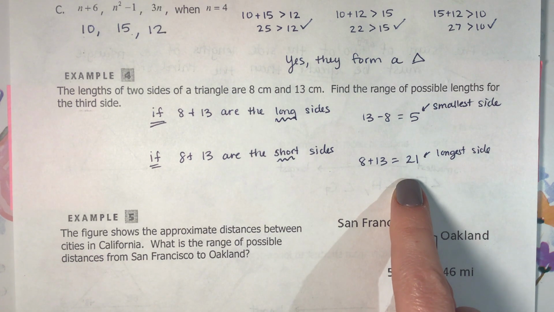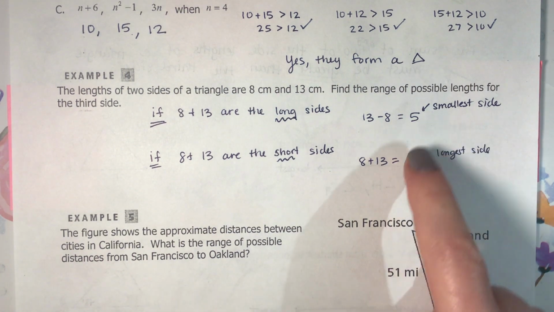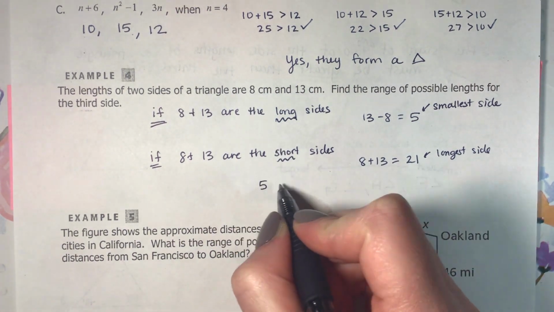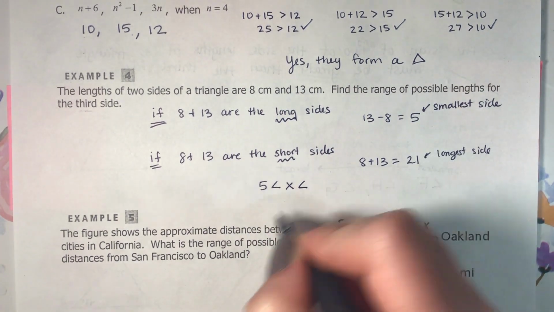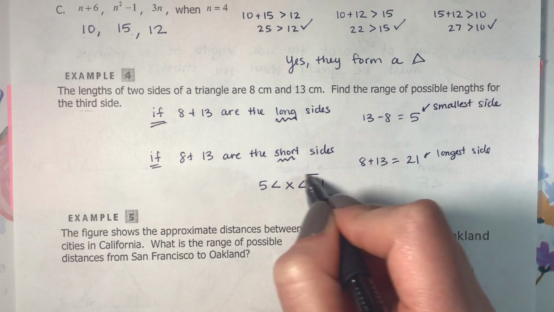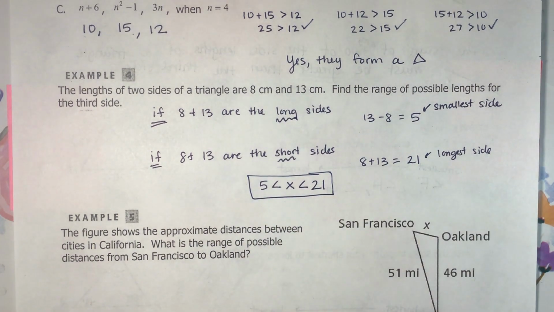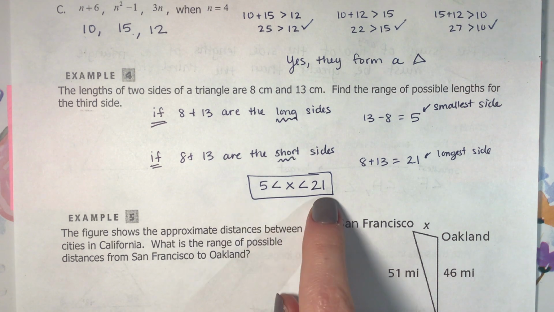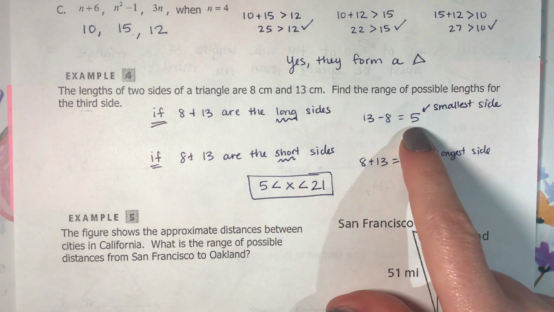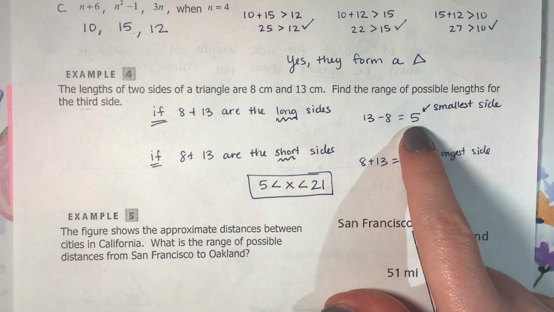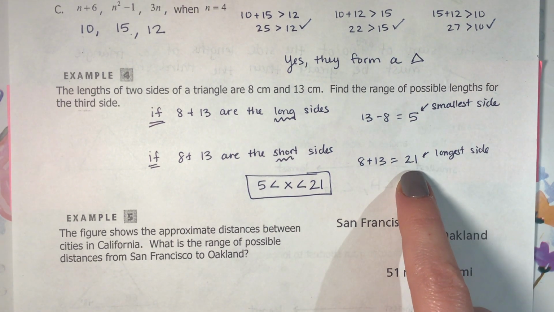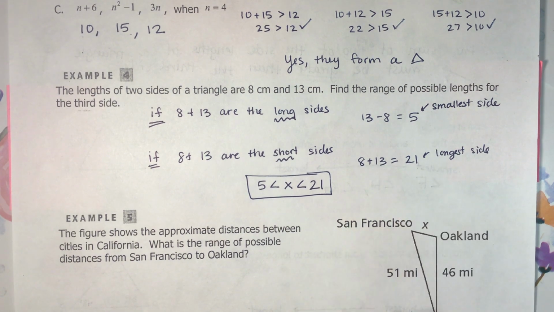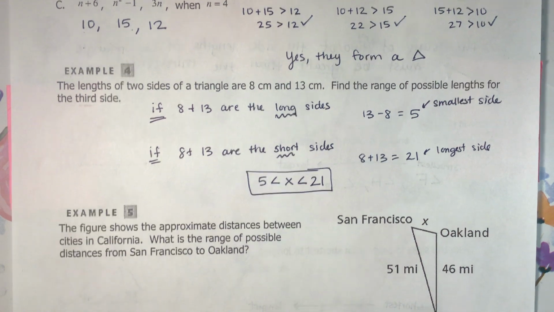So now I have my range. It must be between 5 and 21. So 5 is going to be less than x, for the unknown, which is going to be less than 21. X has to be in between 5 and 21 because we just said the smallest side has to be bigger than 5, and the largest side has to be no more than 21. If it were exactly 5 or exactly 21, then it would not be a triangle.